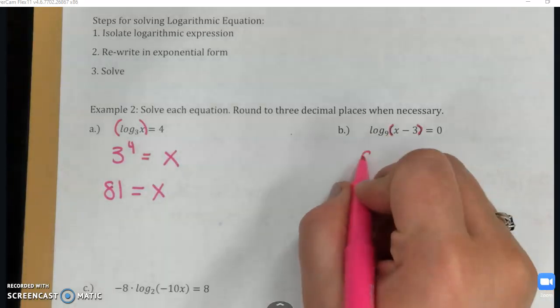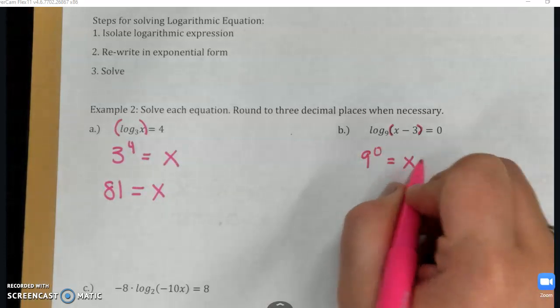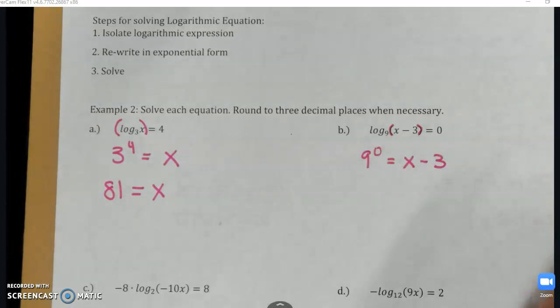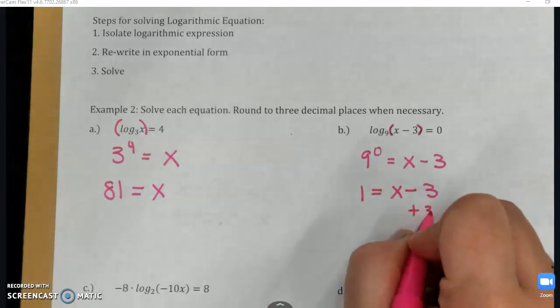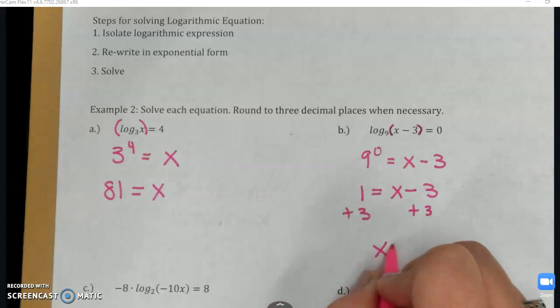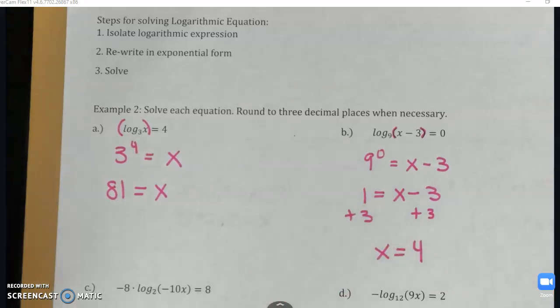So I'm going straight to step 2, which is write it as an exponential equation. 9 to the 0, anything to the 0 power is 1. I just need to add 3 now, and I get that x is 4.